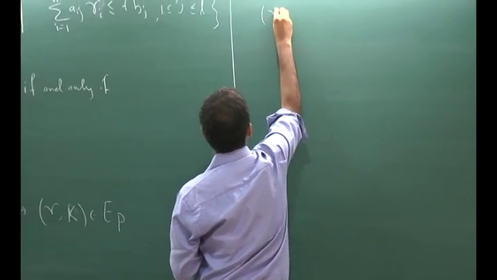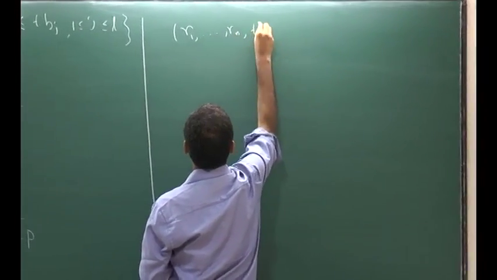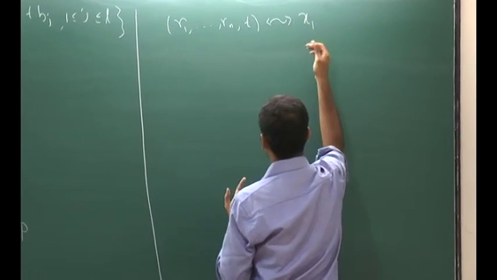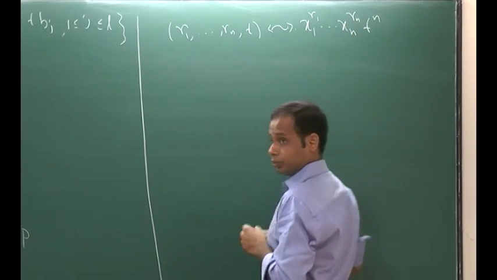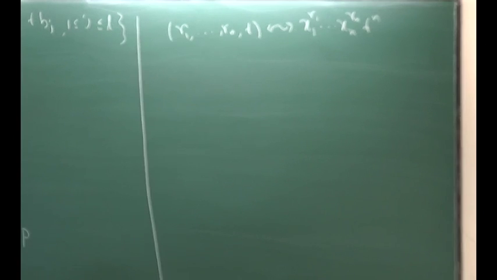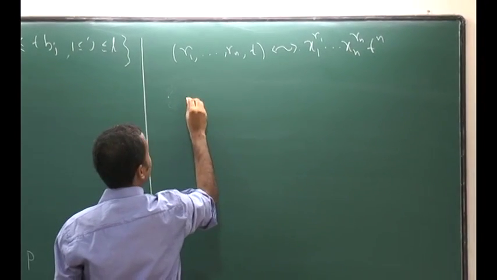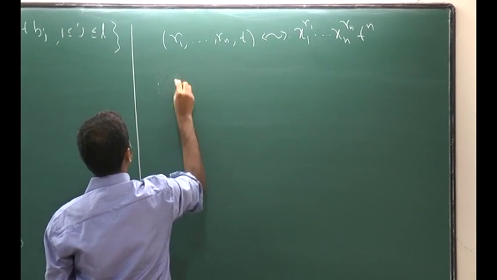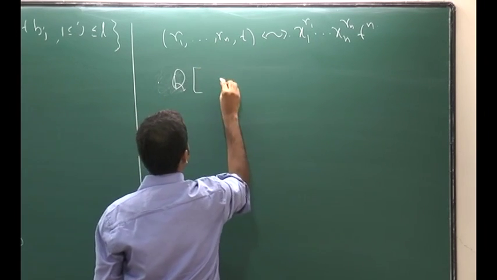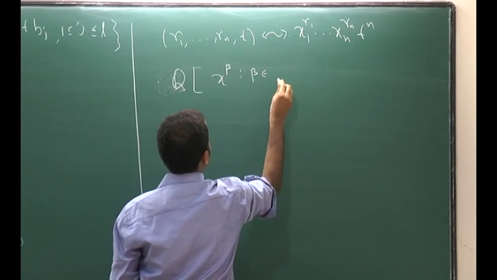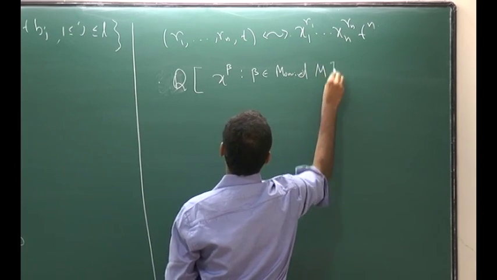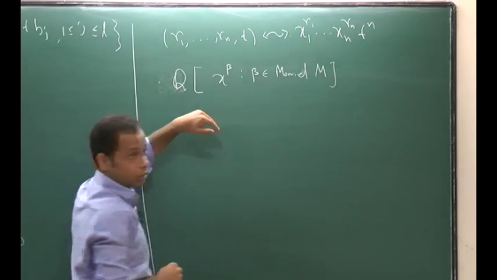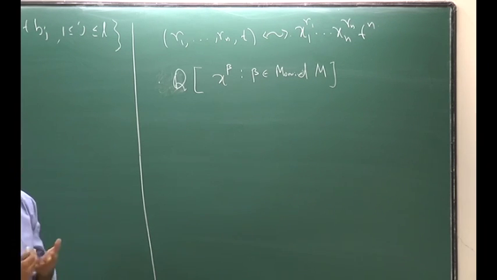So given any vector (gamma_1, ..., gamma_n, t), we can associate, introducing some new variables, x_1^gamma_1, ..., x_n^gamma_n, and y^t. And we look at this monoid algebra. Take any field, I'll say Q so the notation won't conflict, the algebra of k[x^beta], where beta belongs to any monoid, say M. This is a Q-algebra, or instead of Q I can put any field of characteristic 0.